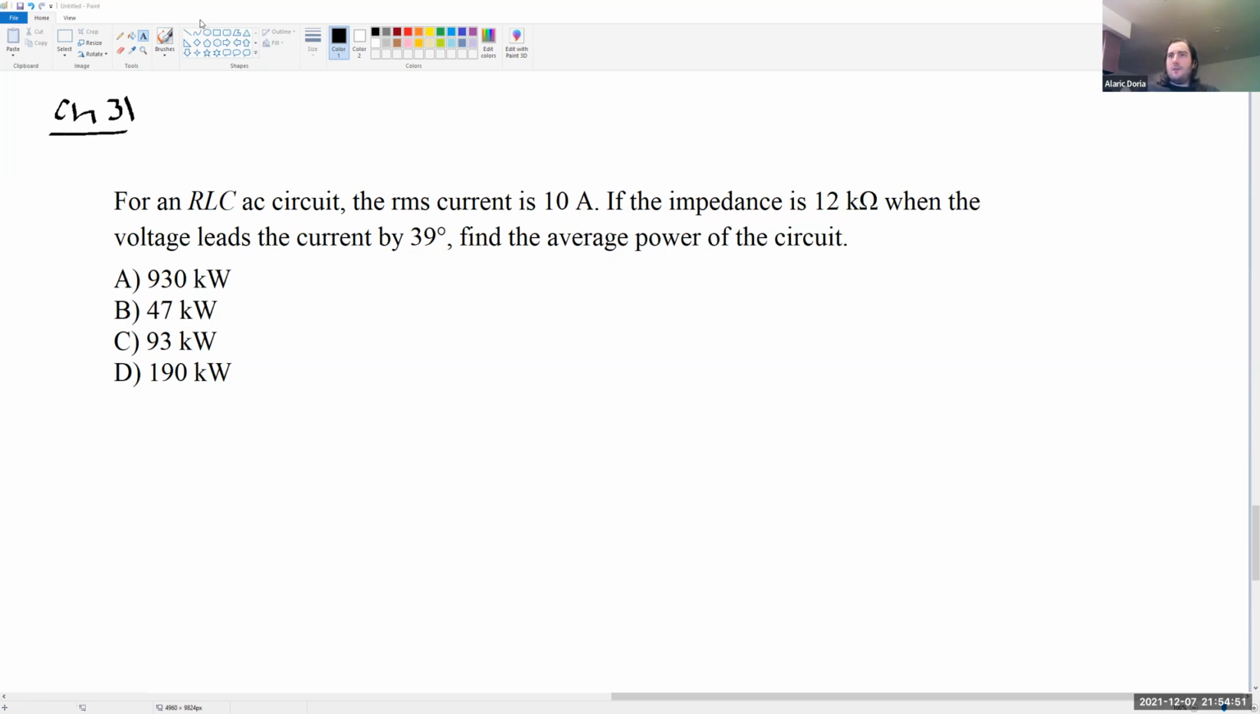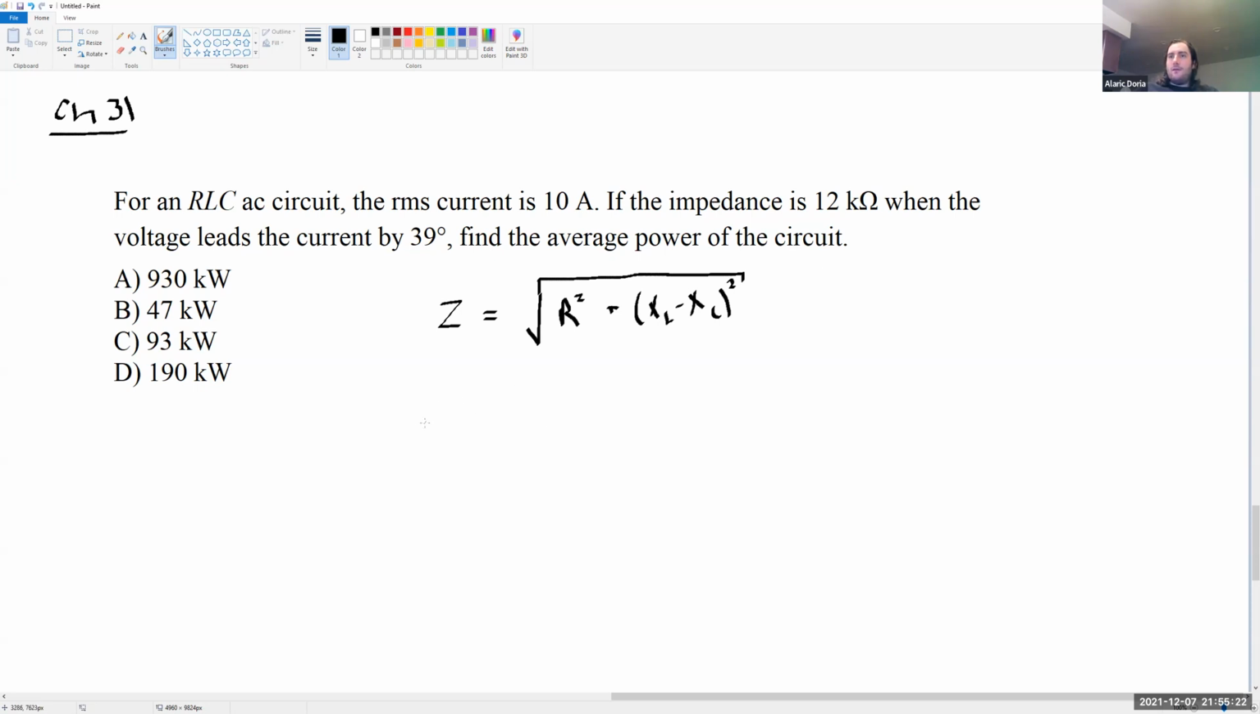Pause the video, or let's talk about perhaps some formulas here. So some things that might be relevant here. I see the word impedance. So impedance is the square root of resistance squared plus the reactance of the inductor minus the reactance of the capacitor, squared. We can take a square root on that.